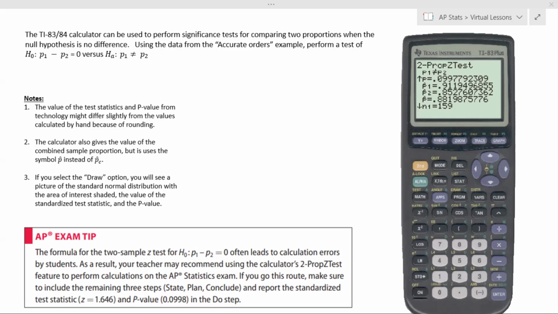A couple notes: the value of the test statistic and p-value from technology might differ slightly from the values calculated by hand because of rounding. The calculator also gives you the value of the combined sample proportion, but it uses the symbol p hat instead of p_c. So right here, this is the proportion for sample 1, proportion for sample 2, and the combined proportion. Now, if we had selected the draw option, we could see a picture of the standard normal distribution with the shaded area and the value of the standardized test statistic and p-value.